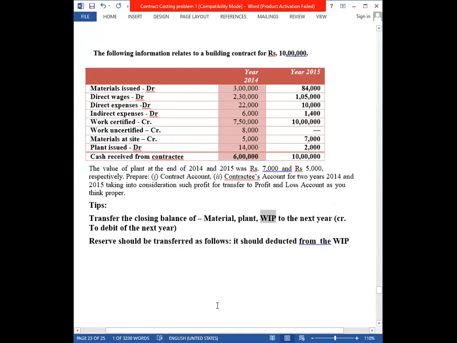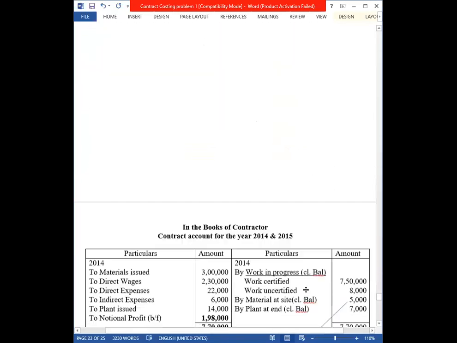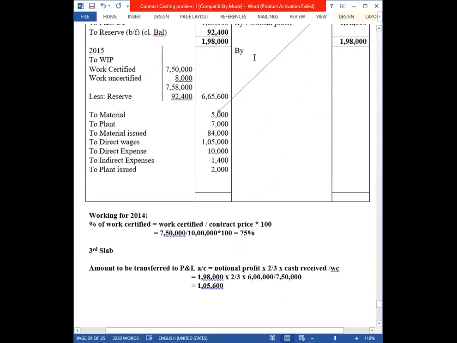Still it is not completed, work is going on. But just check here, contract price is also 10 lakhs and work certified is also 10 lakhs. Do you think that it is still work in progress? No. The contract is over, it is completed. Once it is completed, we should not write it as contract, that is work in progress.